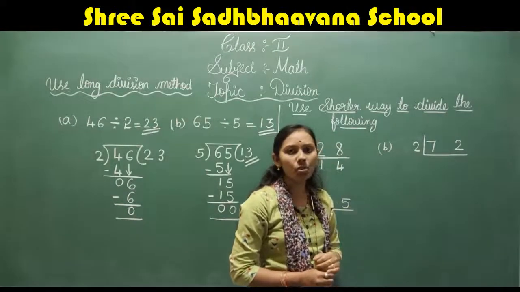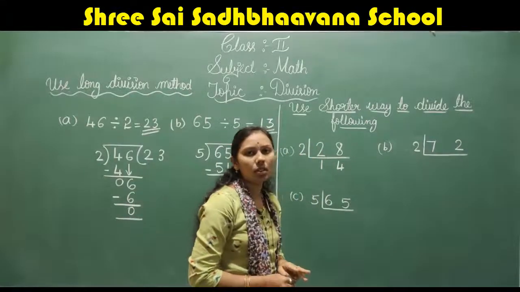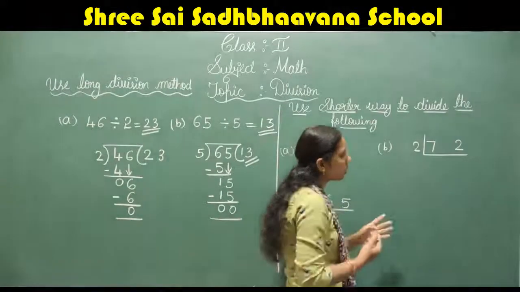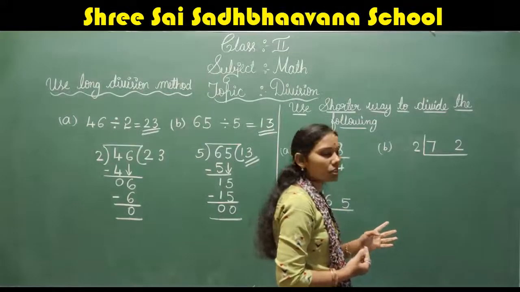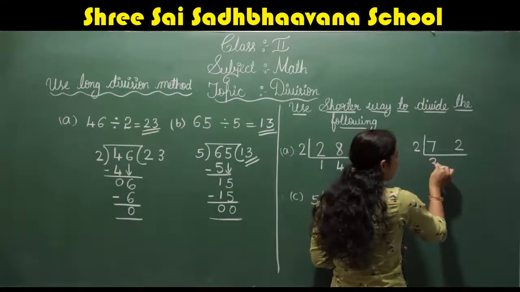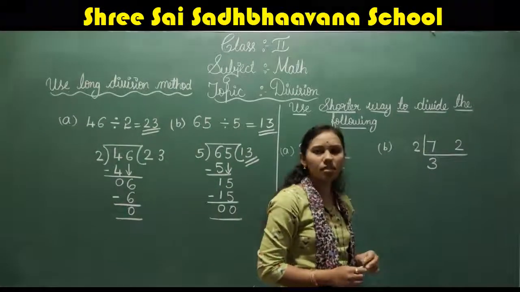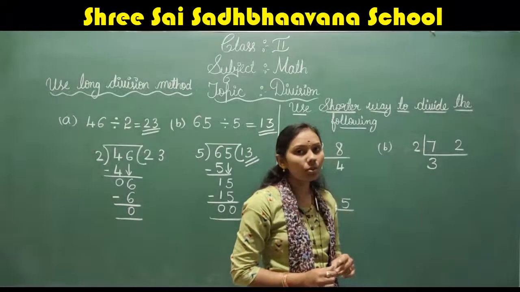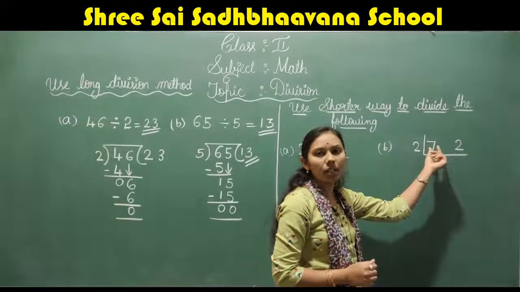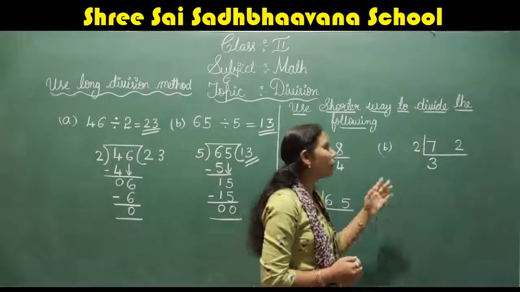How many times does it go? From 2, 3 times it goes. Okay, 2 threes are 6 we will get. So 2 threes are 6. Right children? So we are going to write 3 below 7. 2 threes are 6. So what do you have to do here? What is left over here? We need 6, but the number is 7. 7 we can't divide by 2.